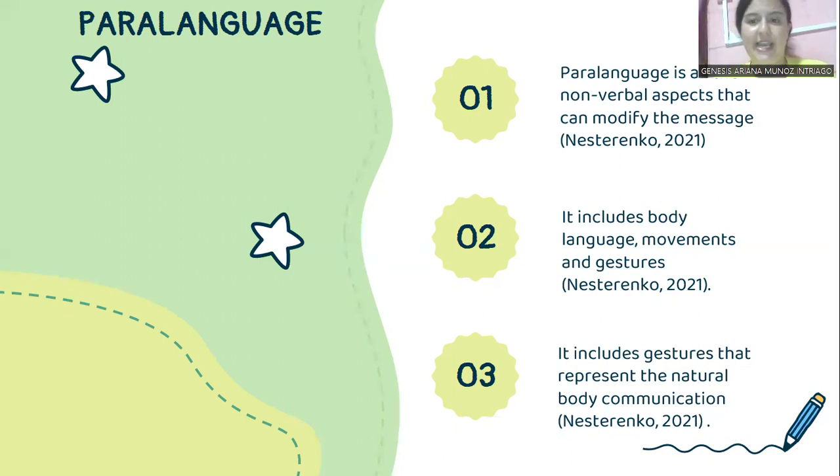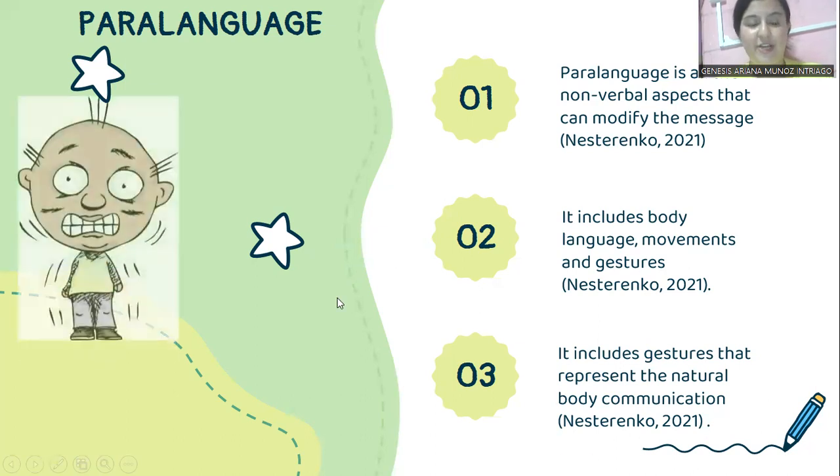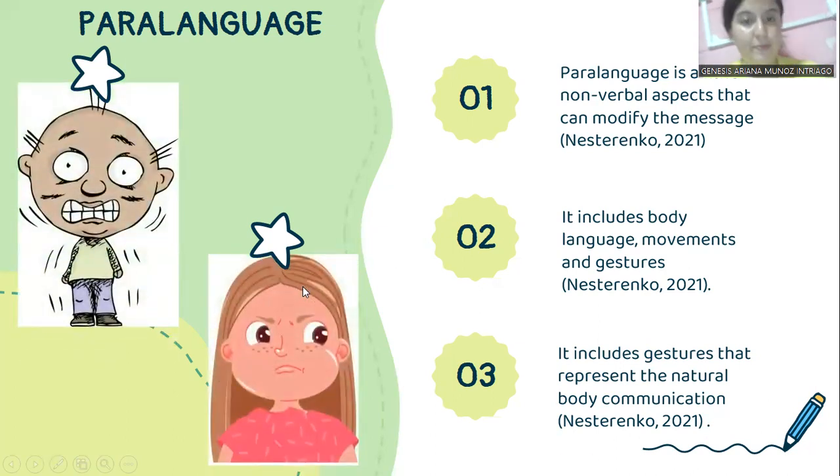It includes body language and movements and gestures. Okay. In the previous example, it was because of my gestures that the meaning of the message was different. Okay. And finally, it includes gestures that represent the natural body communication. Since we have two pictures, in this picture, we see a girl who is in this way. So since she's throwing, we can assume that she's mad. And in the first example, we see a child with this face. So just by looking at his face, we can assume that he's afraid of something.